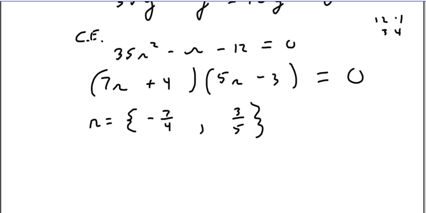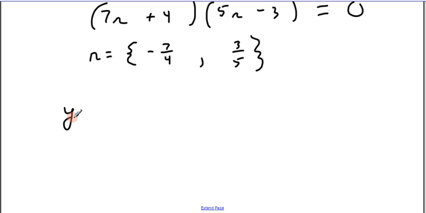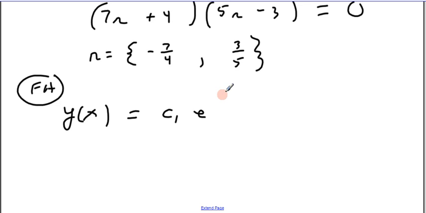And that being the case, I can write y of x, final answer, y of x equals C1 e. Who in the world put 7 over 4 over here anyway? Must be going out of my mind. 4 over 7. E to the minus 4 over 7x plus C2 e to the 3 over 5x.